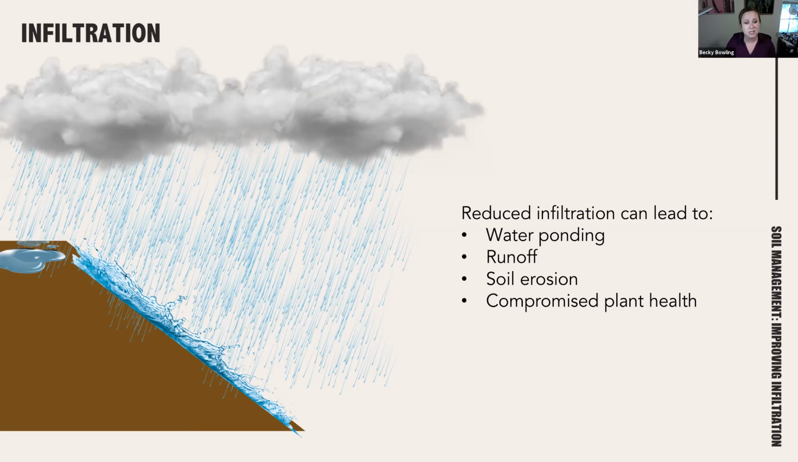So as much as possible, when we get rainfall or when we irrigate a landscape area, we want that water to move into the soil and be retained by that soil and to keep everything in place.